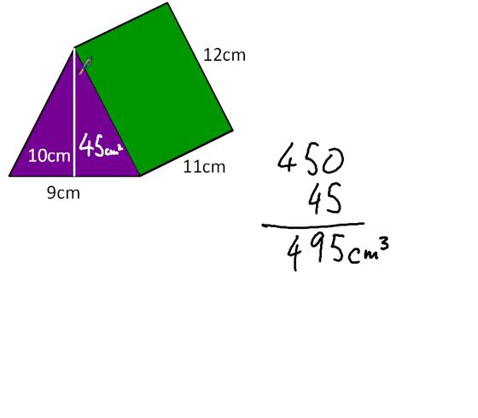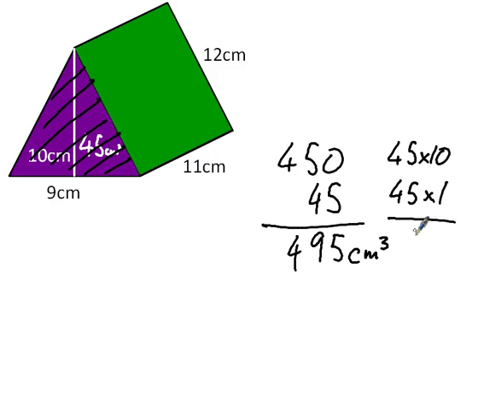So I'll repeat that. I find the area of the triangle and multiply it by the depth. The area of the triangle was 45 square centimeters, so I did 10 times 9, which is 90, and then divide by 2. That's how you find the area of a triangle. And then multiply it by the length, or the depth of the shape. Multiply it by 11, so 45 times 11. I did 45 times 10 to make 450, and then I did 45 times 1, and that means that when I've added the two together, I've multiplied it in total by 11.